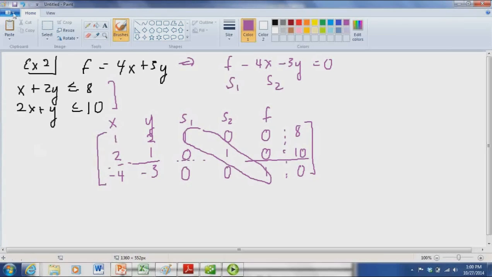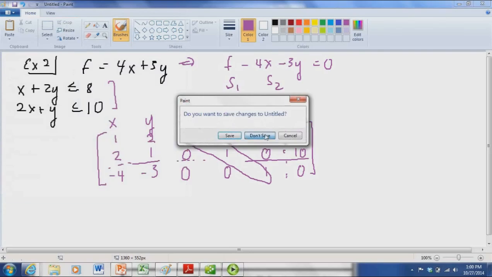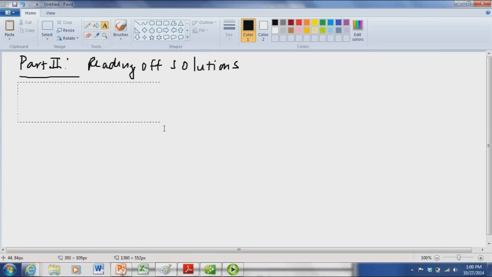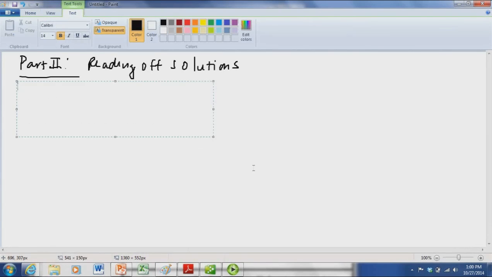Now let's look at part 2, which is how do you know when you're done? So this is part 2, reading off solutions. And I am going to type this up. So pardon any typos because I will be trying to type as I talk. Okay, so how do you know when you're done? And what are the solutions?